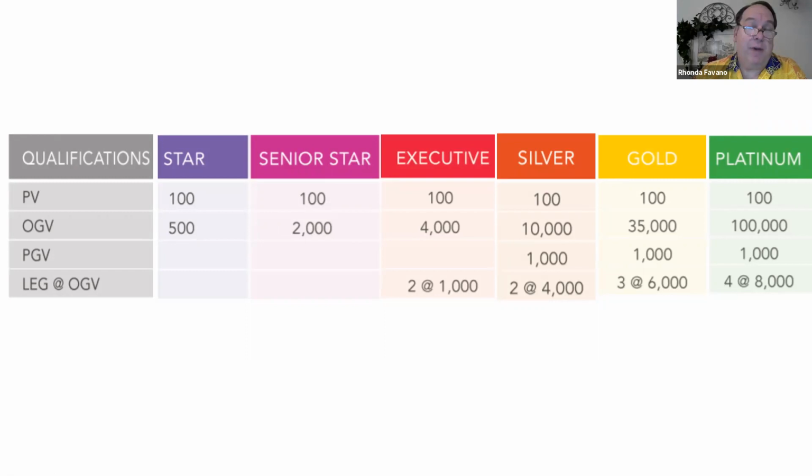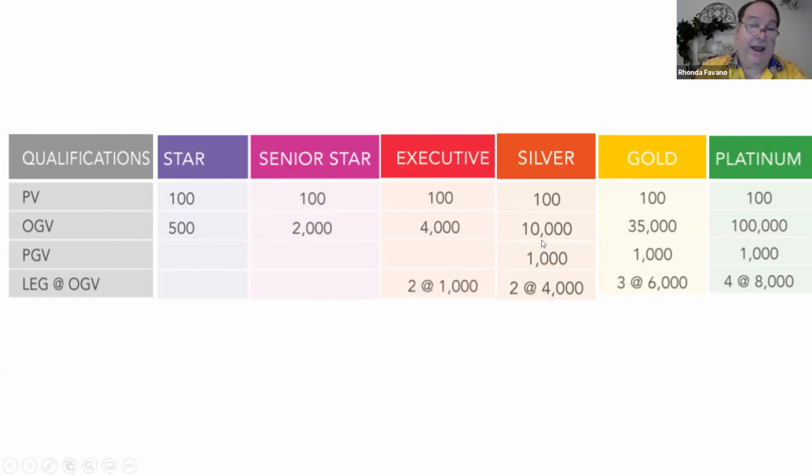And again, if we go back to that income disclosure, we can see that senior stars are earning enough money to generally pay for their order, to pay for their 100 PV. So senior stars need to have 4 stars under them, in my opinion. Executives need to have at least 2 senior stars to have that 4,000. Okay, and if you have 2 senior stars, you don't have to worry about this leg requirement because you're going to have 2. Okay, if you have them in different legs.